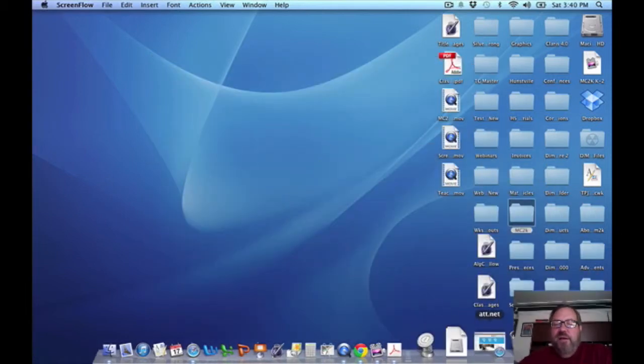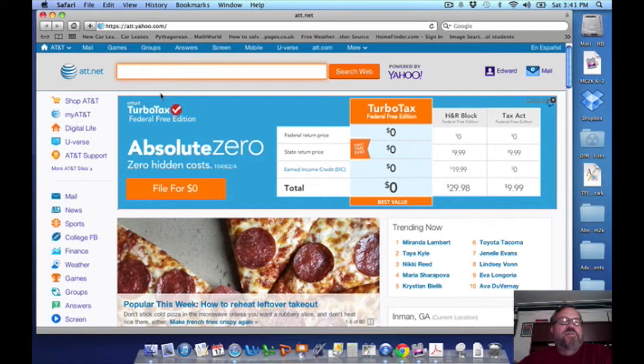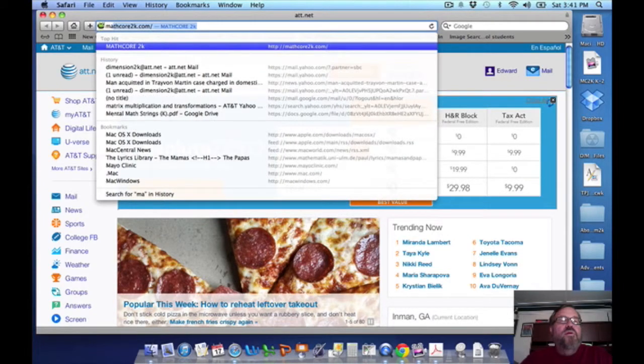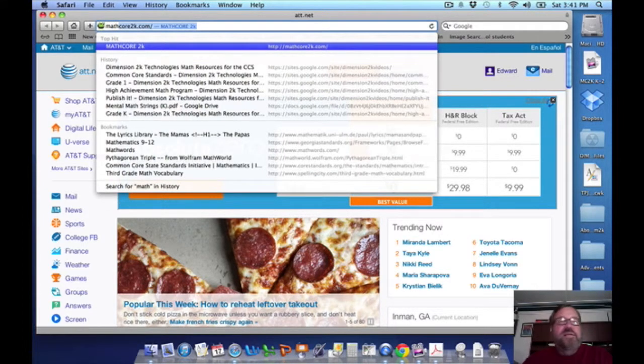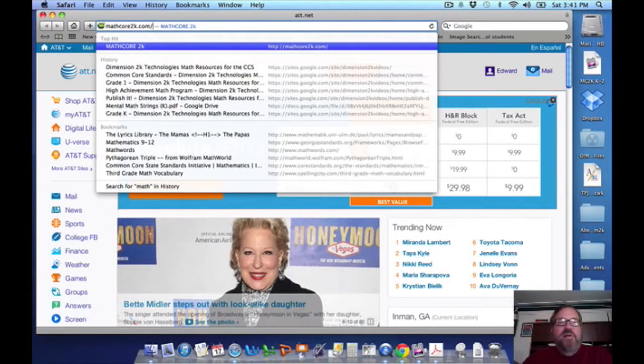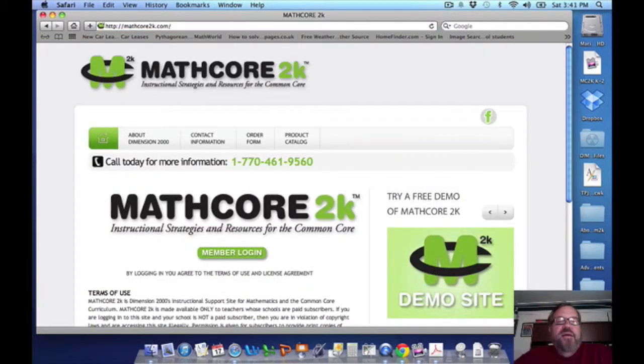So first I'm going to log into the site. I'm going to go to my browser, and at the very top I'm going to click on the address and type in Mathcore2k.com, and there you can see it. So I will press enter, and here is the initial screen for Mathcore2k.com, and notice there's a member login. Now since I'm a member, when I click it, it's going to jump me right into the website.